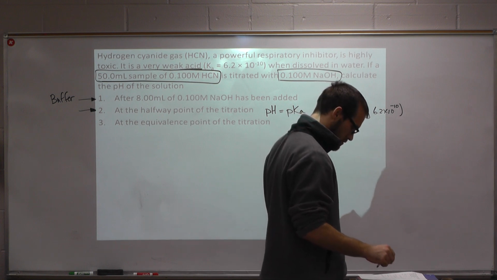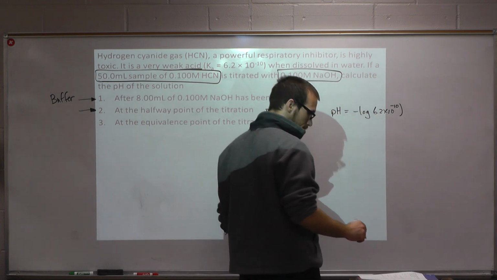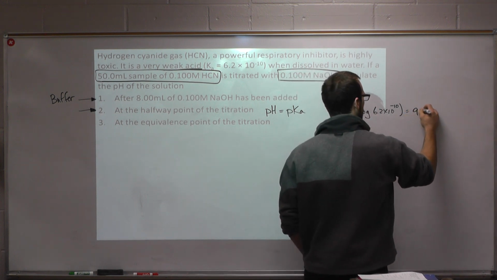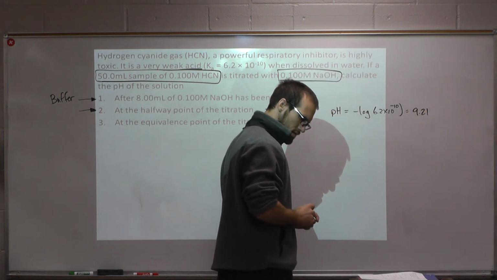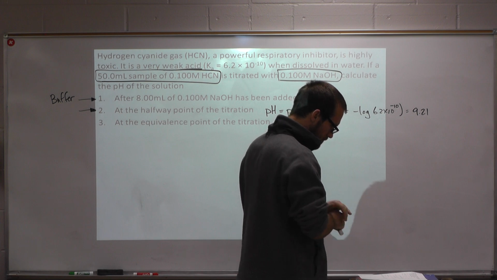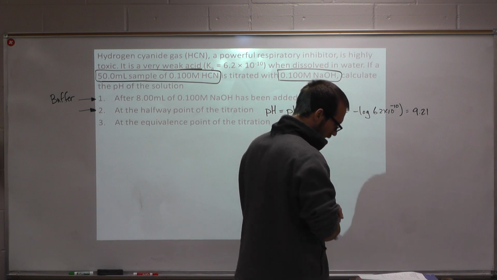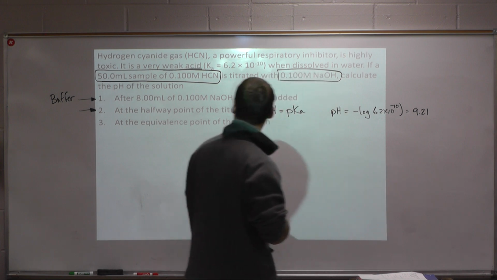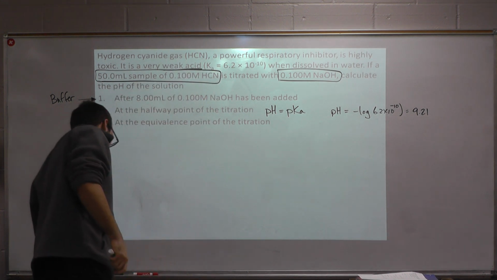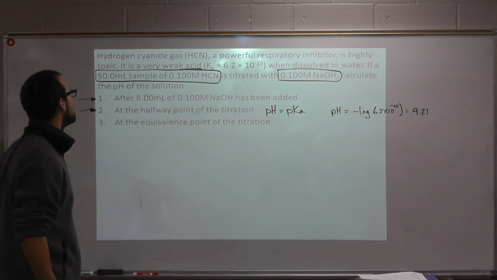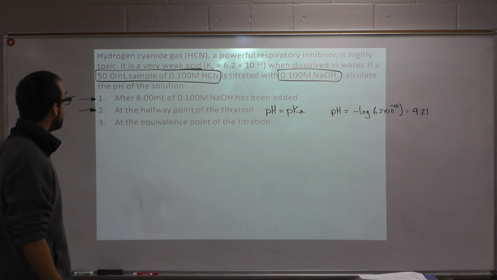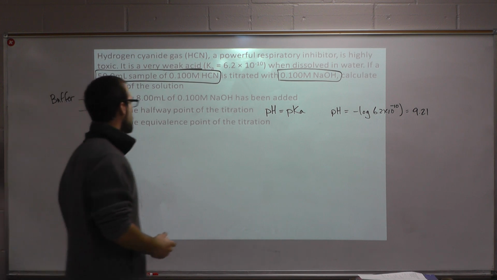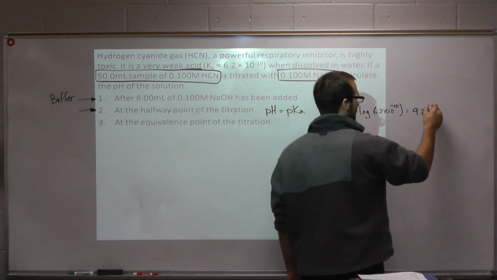pH at number 2 is... wow. Okay. That's a really weak acid. It said it is a very weak acid. It wasn't lying. Very weak acid. Okay? So weak that at my midpoint I have the basic.